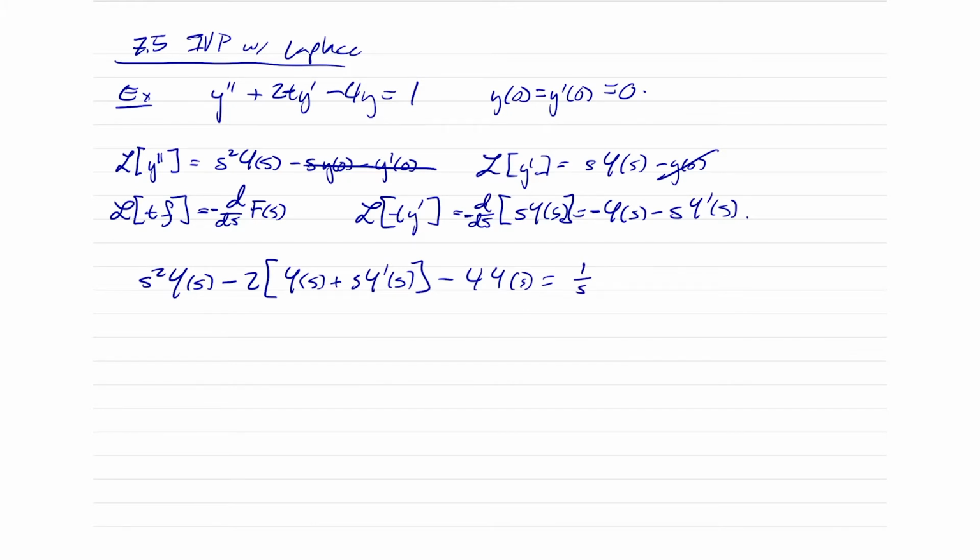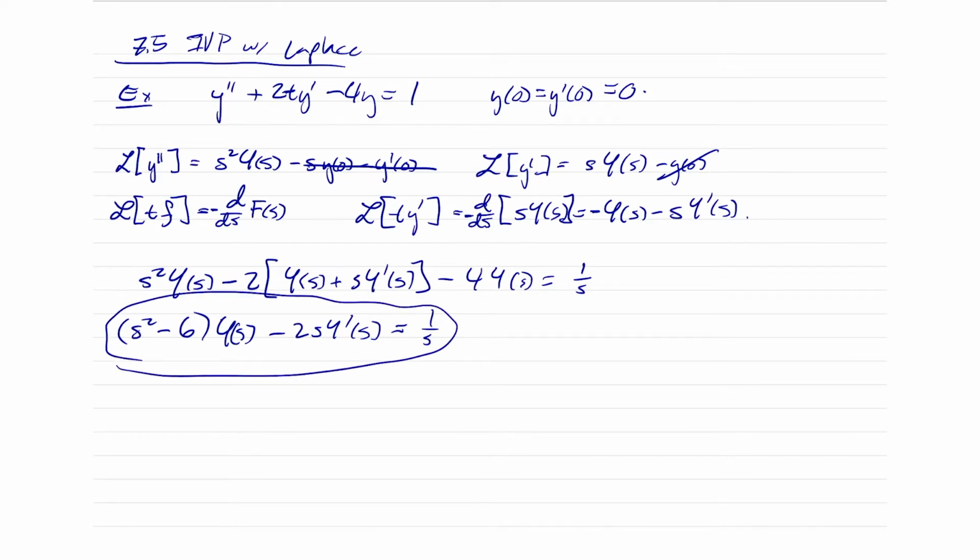Okay, so now let's go ahead and collect all of our Y terms, and so now we have, say, s squared minus 2, then we have minus 4, so that's going to be minus 6 times capital Y of s. Then we have minus 2s times Y prime of s is equal to 1 over s. Okay. Now, if we look at this, this is a differential equation with dependent variable capital Y and independent variable little s, and it's actually linear in Y.